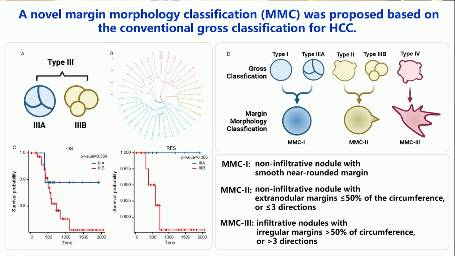Taking into account this finding, as well as the similarities observed between type 2 and type 3 HCC, we propose a modified and user-friendly gross classification system called MMC for HCC, based solely on margin morphology. The detailed classification method is shown on this slide.